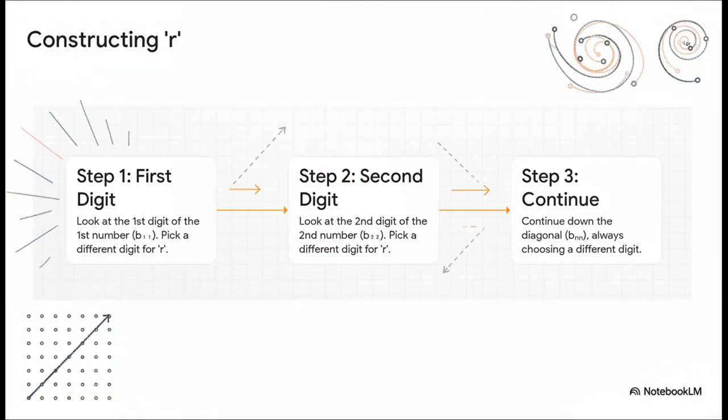It is, hypothetically, complete. Now for the genius move. We're going to build a brand new number, let's call it R, that is guaranteed not to be on this list. And here's how we do it. For the first decimal place of our new number R, we're going to look at the first digit of the first number on the list, and we just pick any digit that's different. For our second decimal place, we look at the second digit of the second number and pick a different one. We just keep doing this all the way down the diagonal, building our number piece by piece.